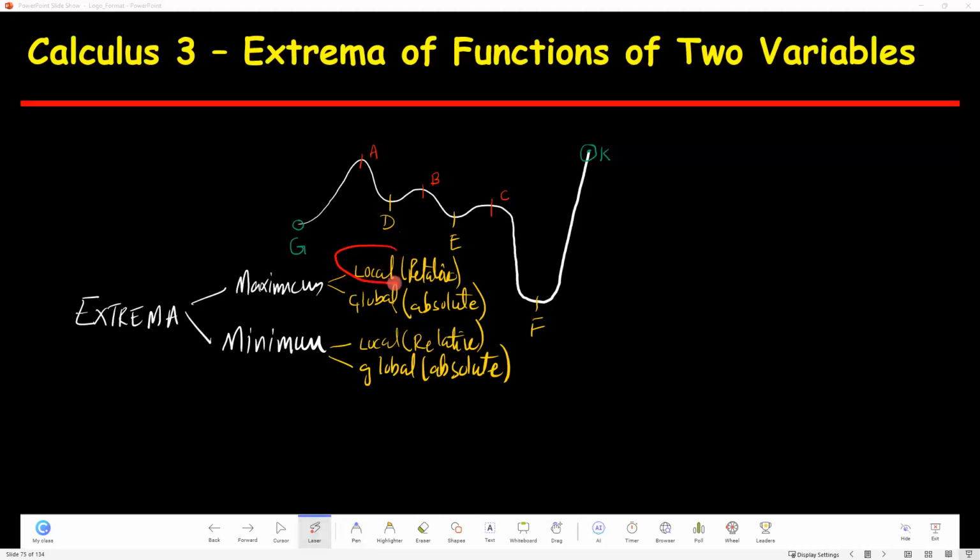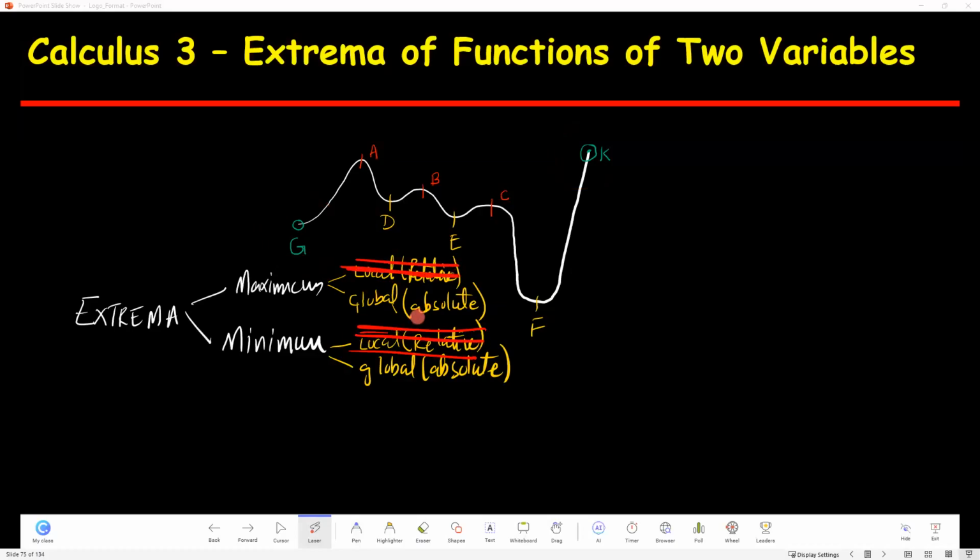Okay. Now the condition for this local, right? For local, the condition is that it cannot consider the endpoints. So K and G are not included in the relative consideration. We cannot consider the G point and K point for anything relative.